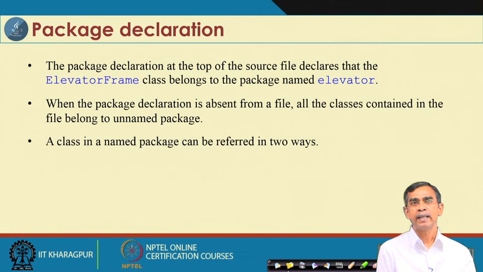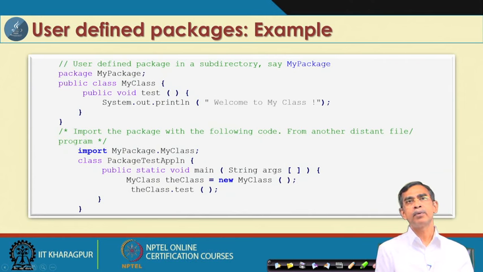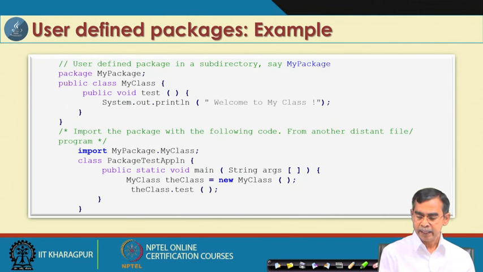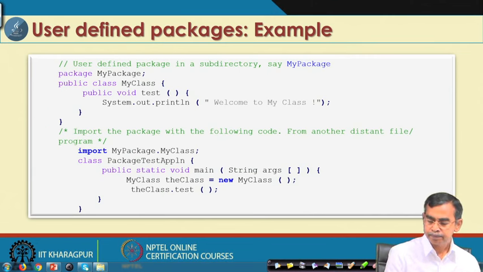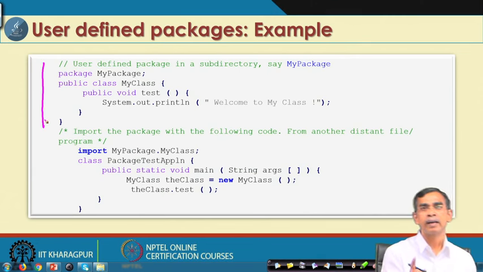Now, a class in a named package can be referred to in two different ways, that we will discuss shortly after discussion of a few more important things here. Now, here is an example, let us consider. This example is basically an attempt to define packages. The name of the package is my package. As I told you, there are two different ways that you can define it. I am telling you the first way. So, this is the one I have declared in one package here, one class in a package.